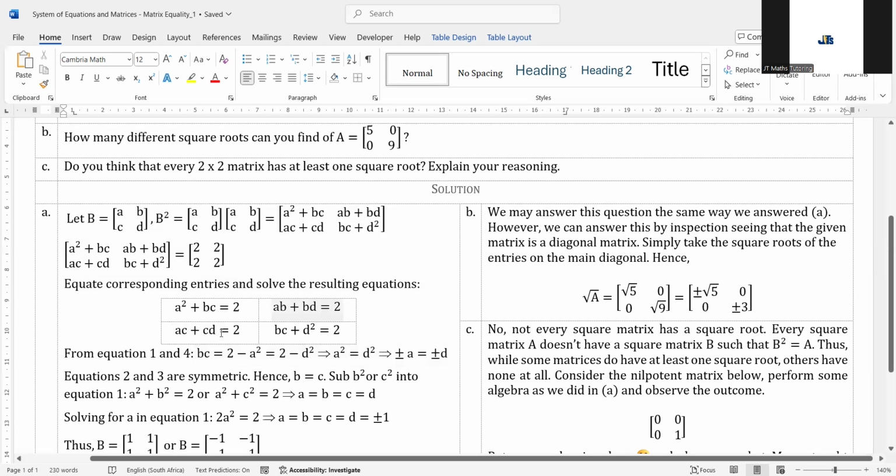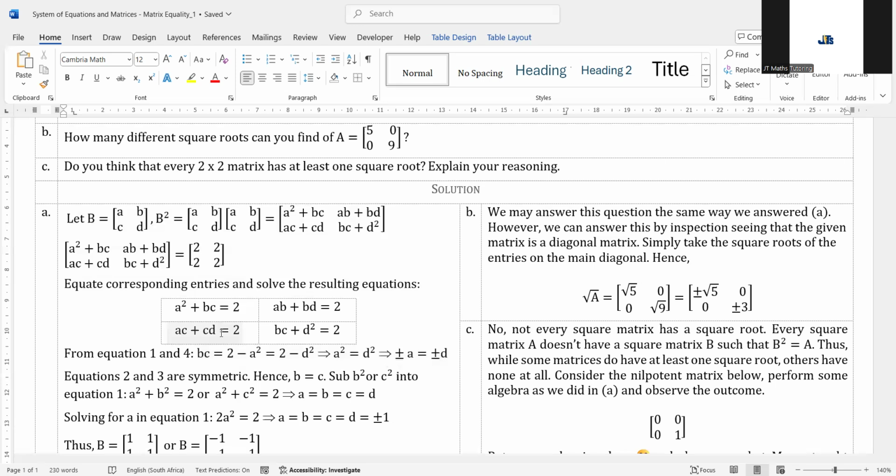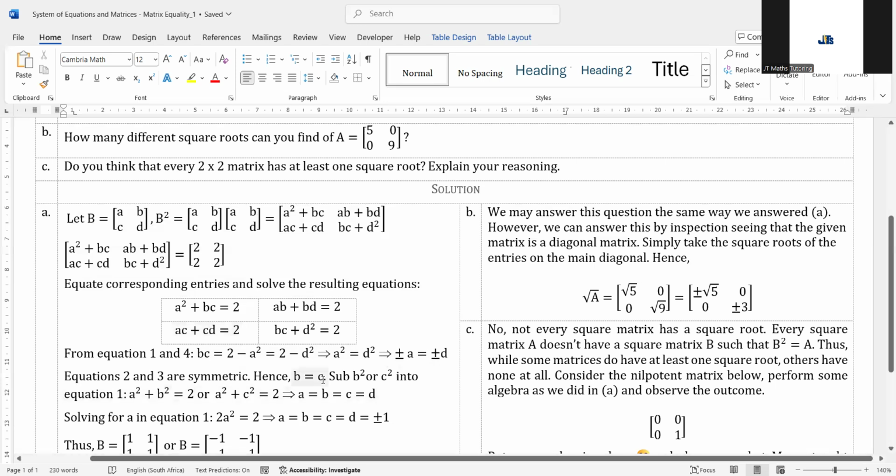In equation 2 and equation 3, I can see that these are symmetric equations, in the sense that you can interchange the position of b and c and still come up with the same equations. So b is actually going to be equal to c. If I look at equation 1, instead of having bc, I can have it as b squared, and the same for equation 4. So using equation 1, a squared plus b squared is going to be equal to 2.